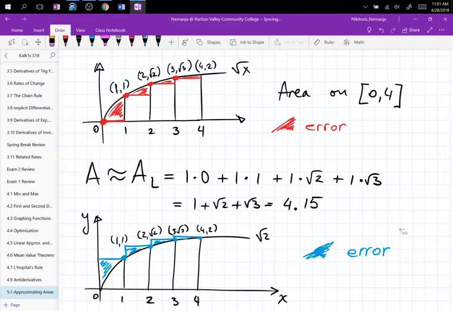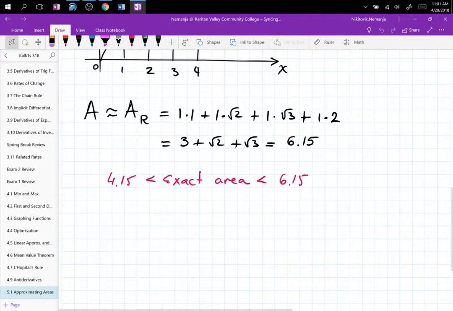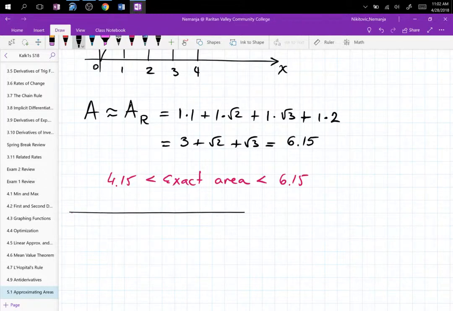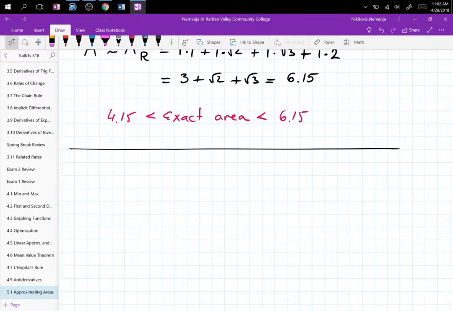Can I make this better? And the answer is yes. I'm going to take the same problem, but this time around I'm going to pack twice as many rectangles. As soon as I do that, the amount of error is going to reduce. So what I'm going to do now is I am going to increase the resolution, right? We're dealing with the same function. We're dealing with the same interval, 0 to 4. Yes?